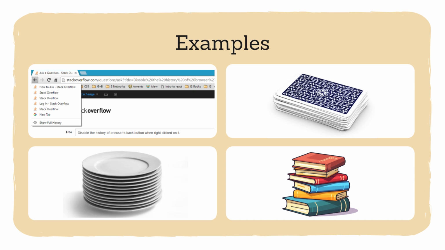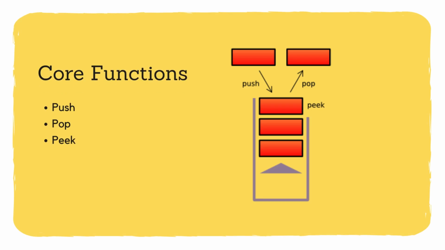Next, consider a pile of plates. In a restaurant, plates are stacked one on top of another. To get a plate, you take the one from the top, and when adding a plate, you also place it on the top. Finally, consider a pile of books. If you stack books on a shelf, the most recent book is added to the top. When you remove a book, you also take the top one first. These examples all show us how the last item added to the stack is the first one to be removed, following the LIFO principle.